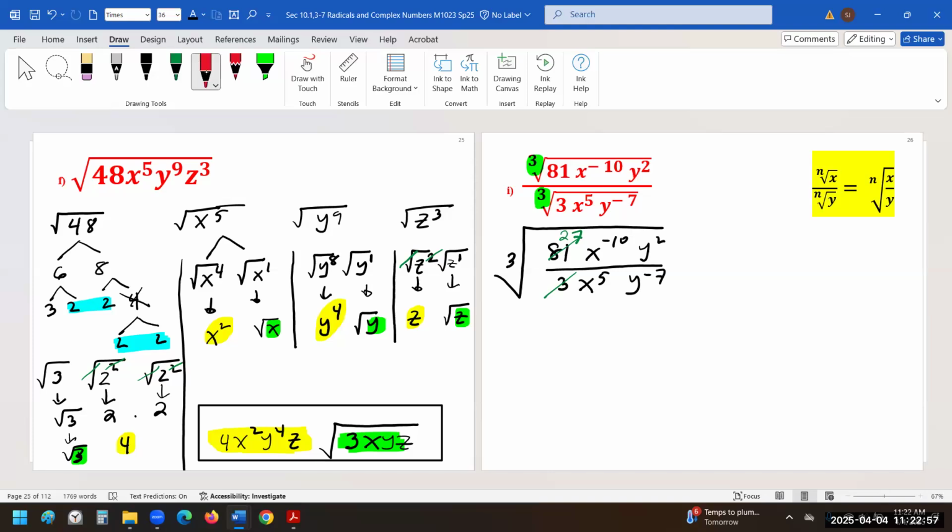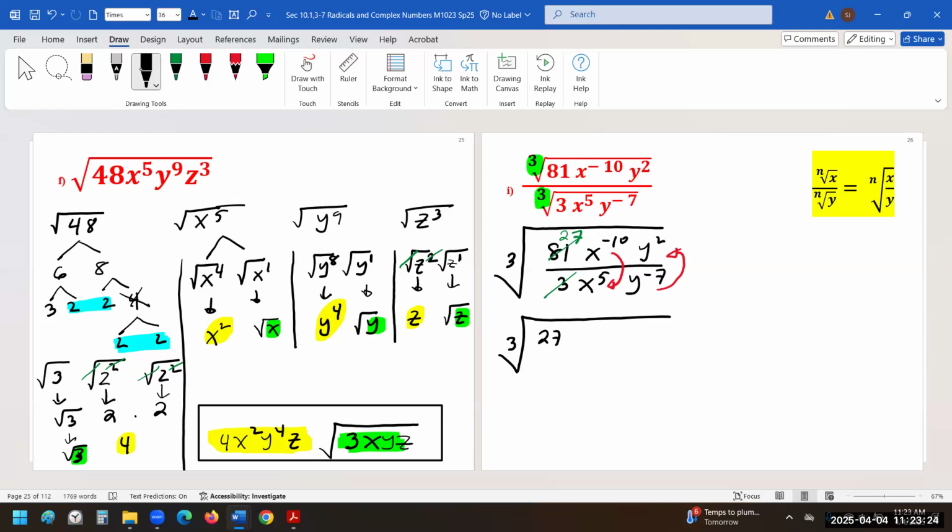Now we have a problem. Our x to the negative 10 is on the top and y to the negative 7 is on the bottom. Remember I said before, don't combine them until you convert all the negative powers into positive powers. Yes, you can combine them, but I don't want you to make a mistake. So before combining, make them positive by switching the position. So we get cube root of 27.